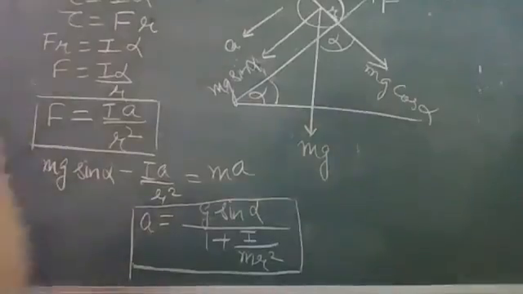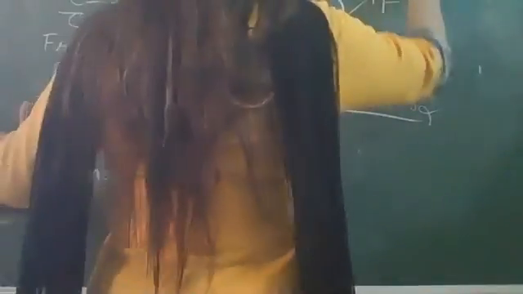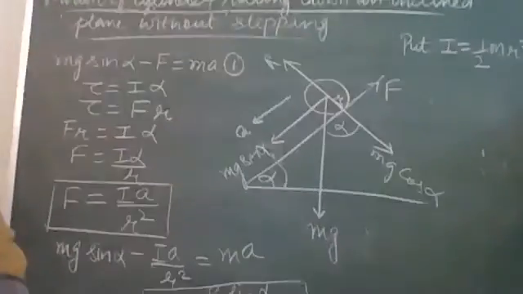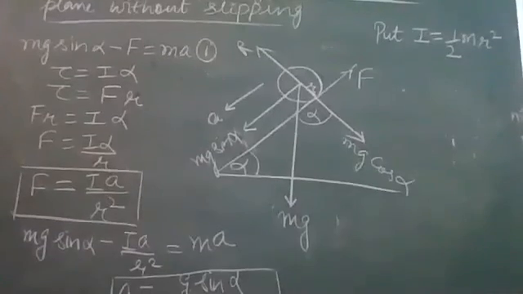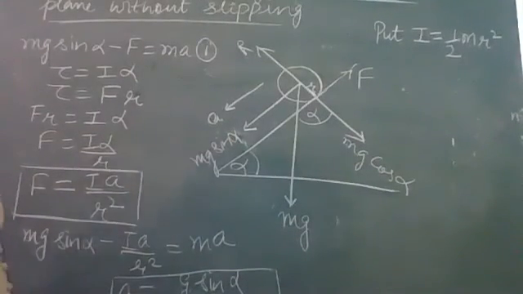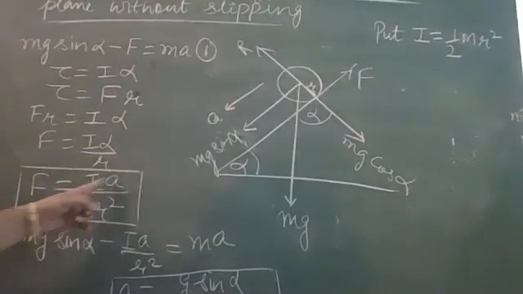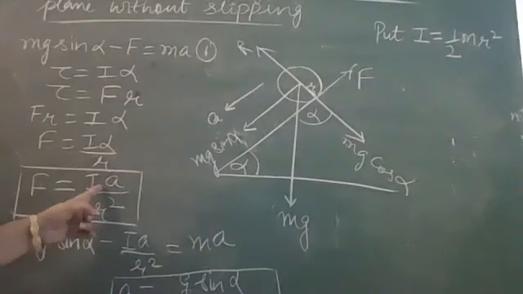Okay, so let us put the moment of inertia for a solid cylinder, which we know is half mr square. So put I is equal to half mr square, which is the value of moment of inertia of a solid cylinder, in the formula of acceleration and also in the formula of force of friction. Put this I here and here.